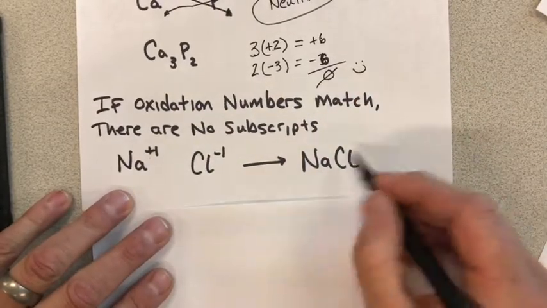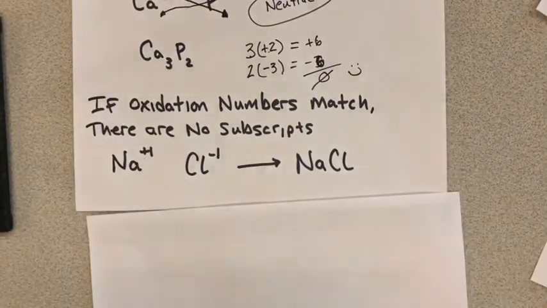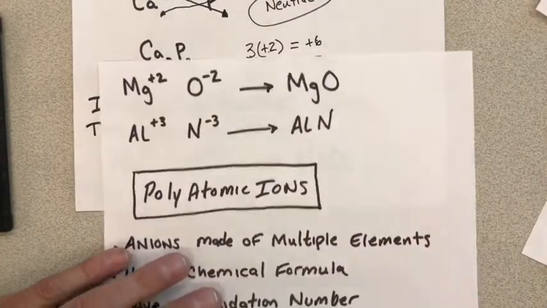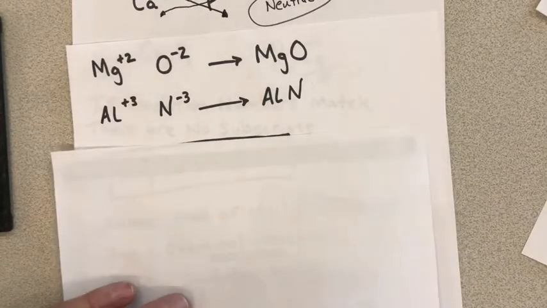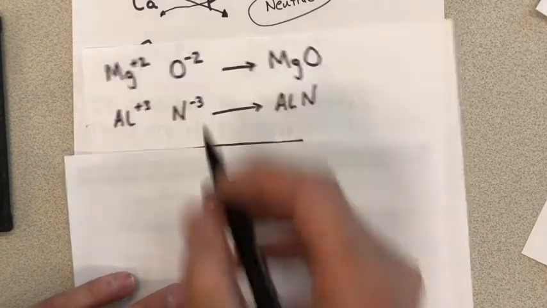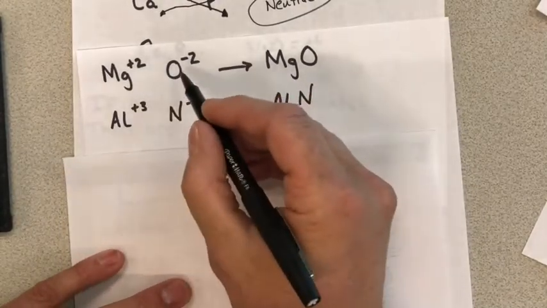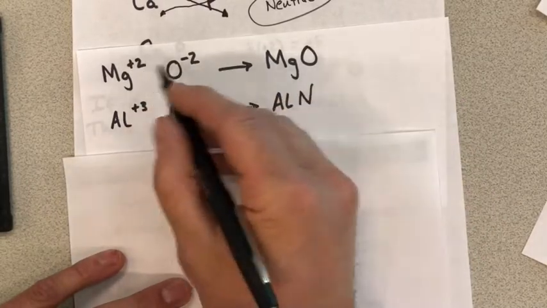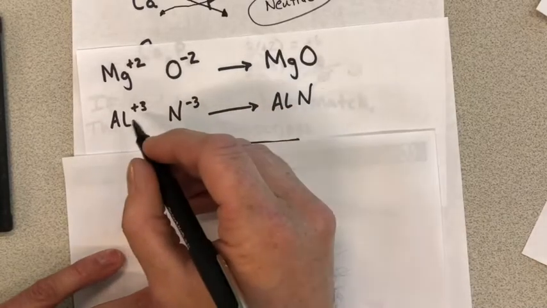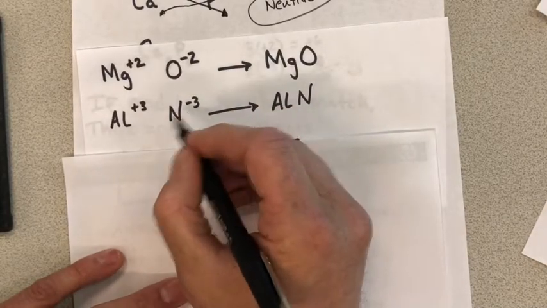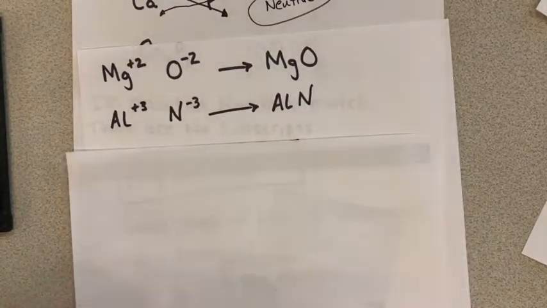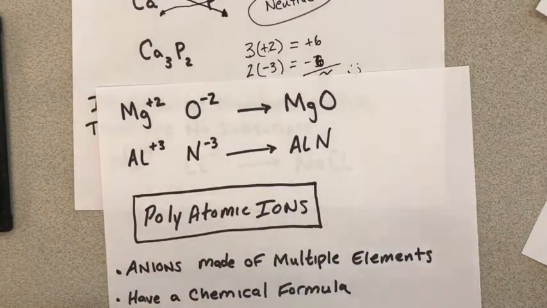So no subscripting here. And that's actually true if your oxidation numbers are 2 and 2 or 3 and 3 as well. So here's magnesium, +2, oxygen, -2. There's no need to cross these because they already cancel each other out. And same with the +3 and -3 with aluminum and nitrogen. See how that works? Okay. All right, so now we move on to some more complicated stuff.